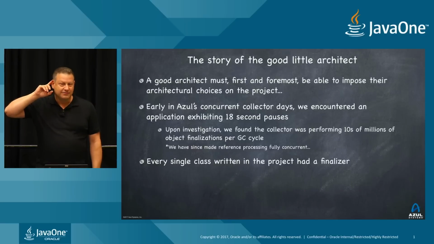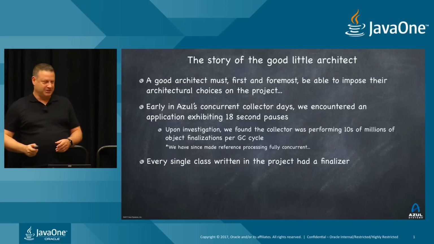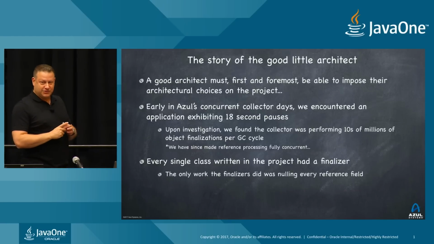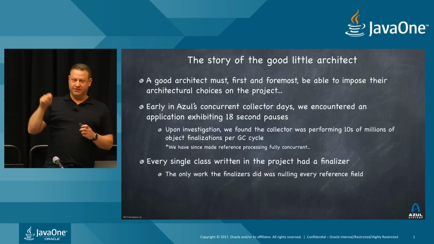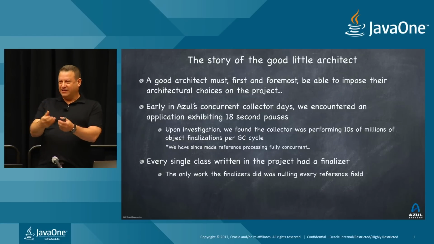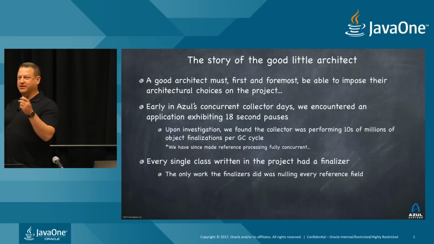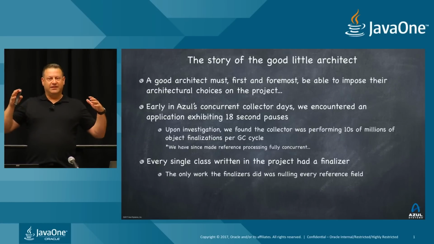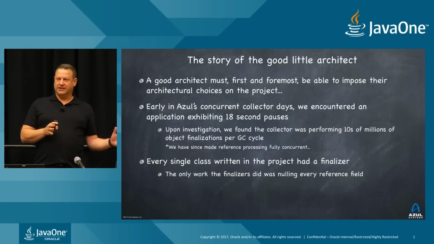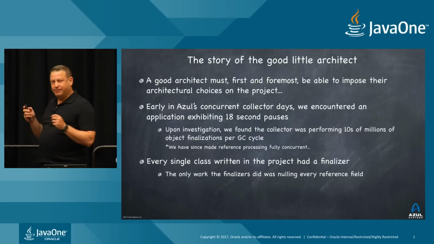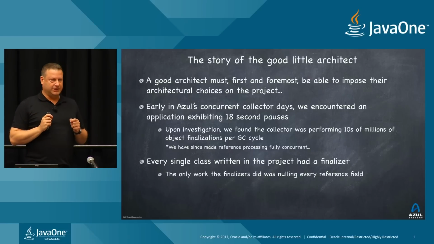Exactly. The finalizers were putting nulls in all the references to help the collector out, because if this object dies, you don't want to keep references to other objects, right? Let's help the collector out by putting nulls everywhere. Well, this is the worst possible thing you can ask a collector to do. It doesn't help it, it hurts it. But there is a world where this is exactly the right thing to do.